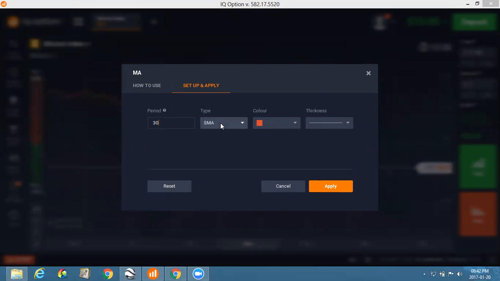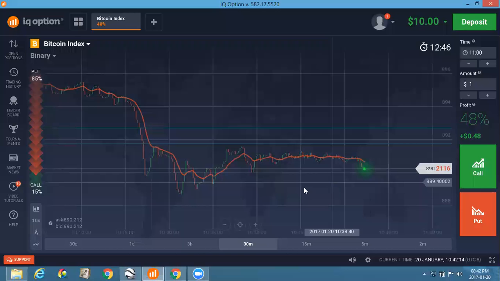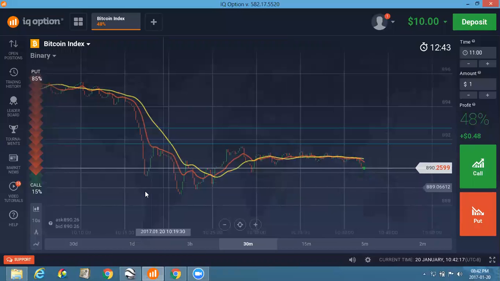Okay, the second indicator we use is the 30 SMA, and we use the color yellow. Simple and straightforward. Okay, cool.